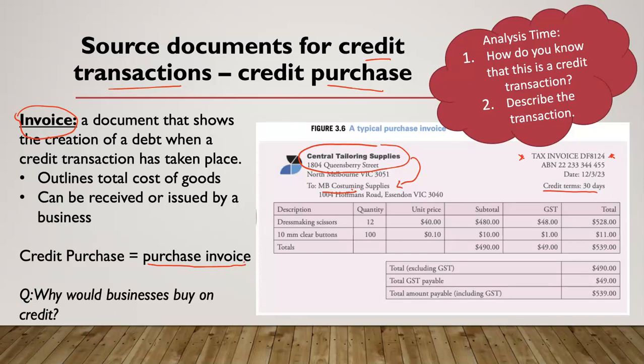12 dressmaking scissors for $480 plus GST, and 100 buttons that cost me 10 cents each, so $10. There's a total of $490 plus $49 of GST, totaling $539. So if I bring this all together, my business MB Costuming Supplies has purchased on credit $490 of inventory plus GST of $49. And I can start to put this into my accounting system.